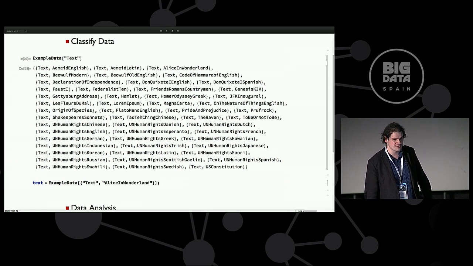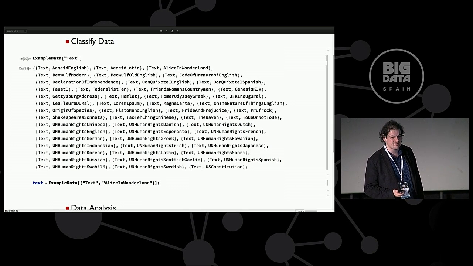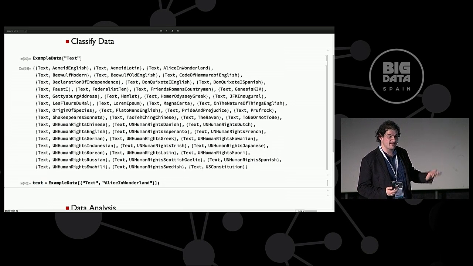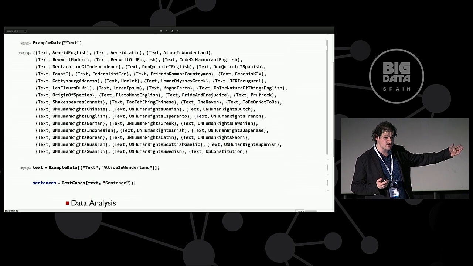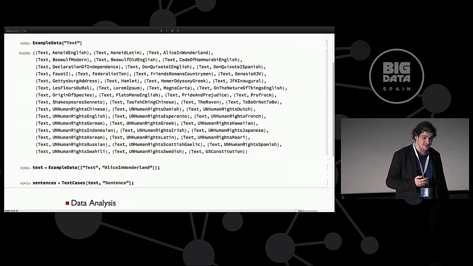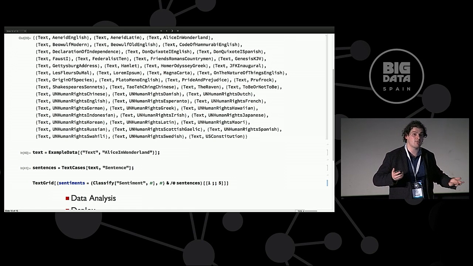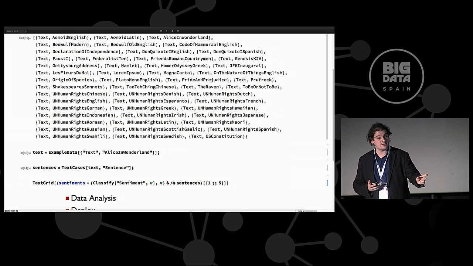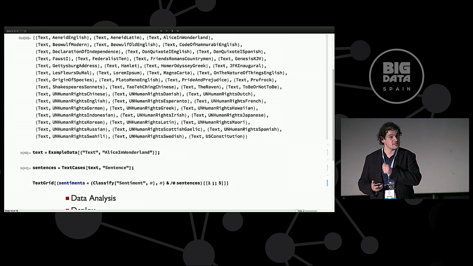And in our language, we can do some simple stuff. We've got this example data function where we can get some readily available texts, which is why I thought text was a good choice. We're going to get the text of Alice in Wonderland. Then we're going to use our text cases function, which I showed you before, to extract all the sentences. Now we've got all the sentences, so we want to do some classification. We have this built-in classifier to do sentiment analysis, so we're going to take each sentence and find out whether it was positive or negative.